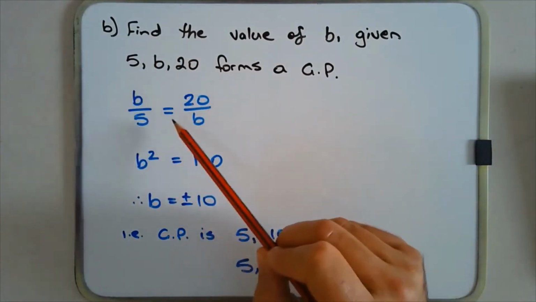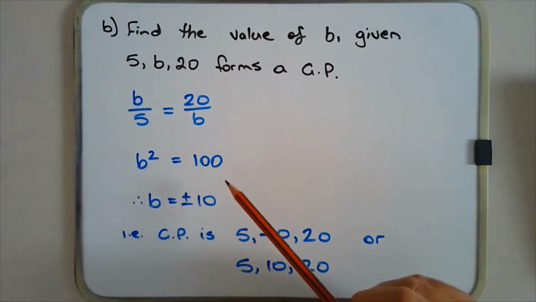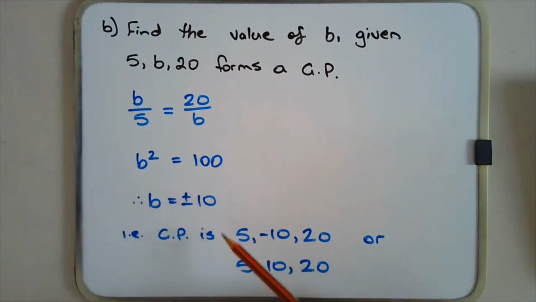So we can form an equation again to that effect. So b over 5 equals 20 over b. With cross multiplication, we get b squared is equal to 100. We take the square root of both sides, we get b is equal to plus or minus 10. So there's two values for b. So there's two GPs. One case is b is negative 10, we have 5, negative 10, 20. Or if b is positive 10, 5, 10, and 20.